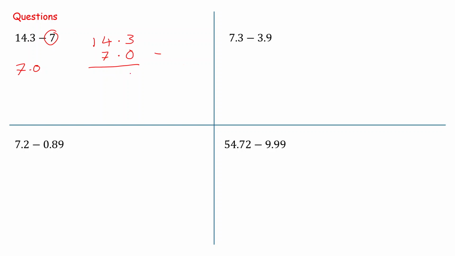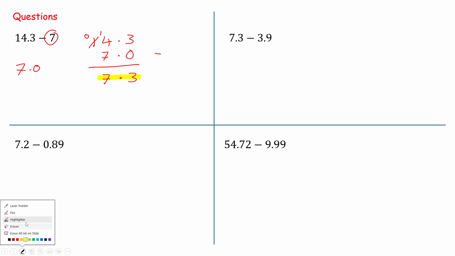3 take 0 is going to give you 3. You bring down your points. There we go. You've got 4 take away 7 will give you a negative answer, so you're going to go to this number. You're going to borrow 1. It goes down by 1, so it goes down to a 0. You borrow 1 to get 14. So 14 take away 7 is going to give you a 7. And you've got 0 take away nothing, which is just going to be 0. But you don't need to write that there. Okay, so you get 7.3 as your answer.